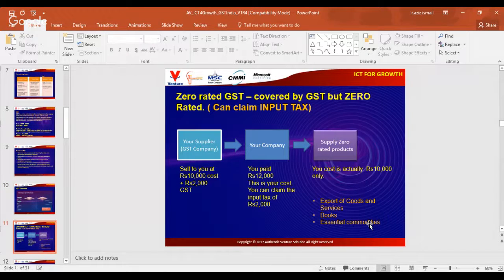So you will notice that when you run your GST software later on, you actually have a selection called zero rated GST. Zero rated means that the product is covered by GST, but zero rated. The good thing about zero rated is even though you don't charge GST to your customer, you actually can claim the input tax from the government. So that is the zero rated GST. When you sell zero GST, you just set zero rated, but then you can still claim the input tax.